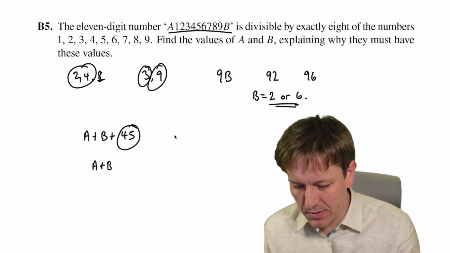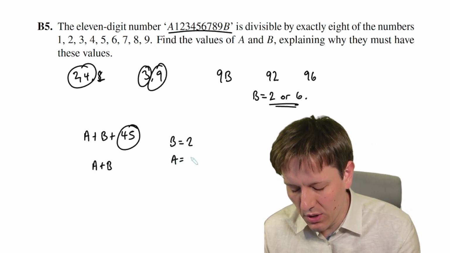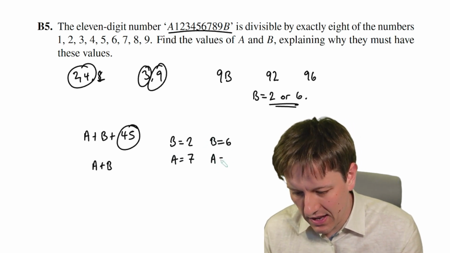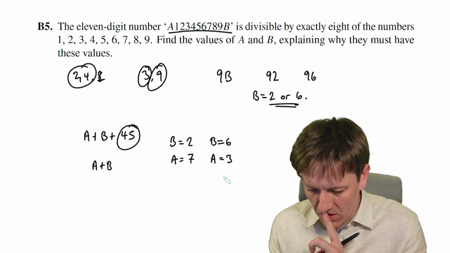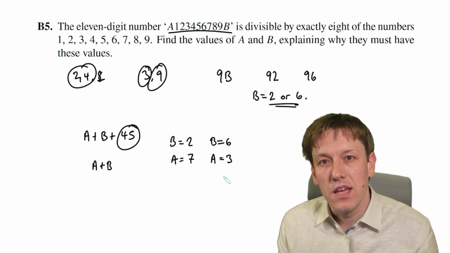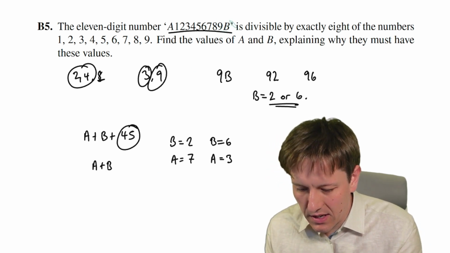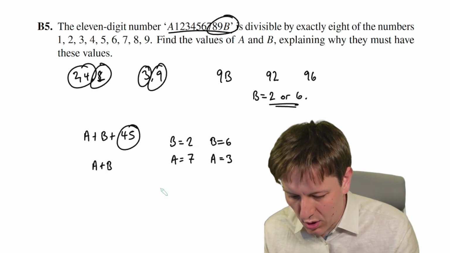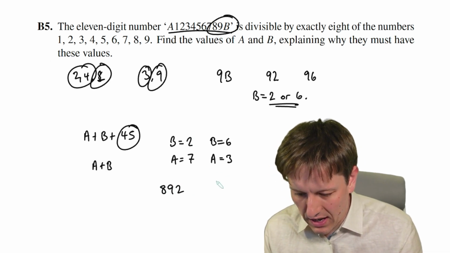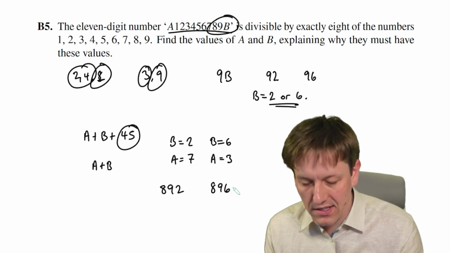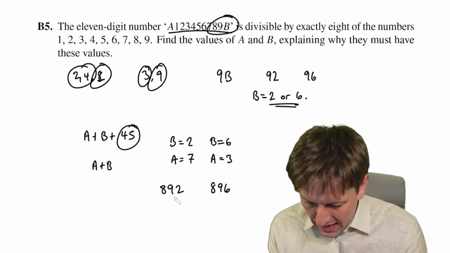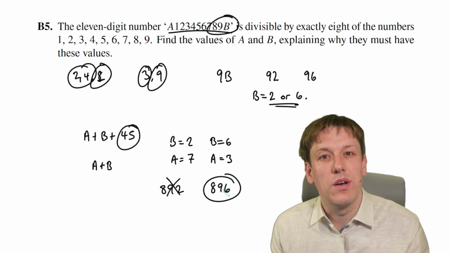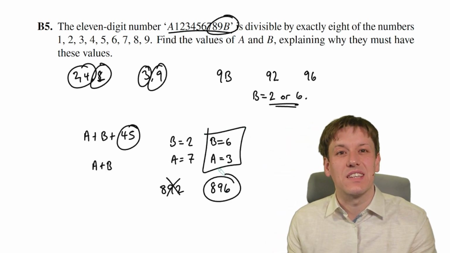So for a plus b to be a multiple of 9, well, I know I've either got b equals 2, in which case a must be 7, or b equals 6, and then a would be 3, are both possibilities. But the other thing I also know now is that it's a multiple of 8, so the last 3 digits have to be a multiple of 8. So if b is 2, this ends in 892, and if it's 6, it ends in 896. Well, obviously 800 is a multiple of 8, and then 888 is a multiple of 8, so 892 isn't, but 896 is. So it must actually be the case then that b equals 6 and a equals 3.